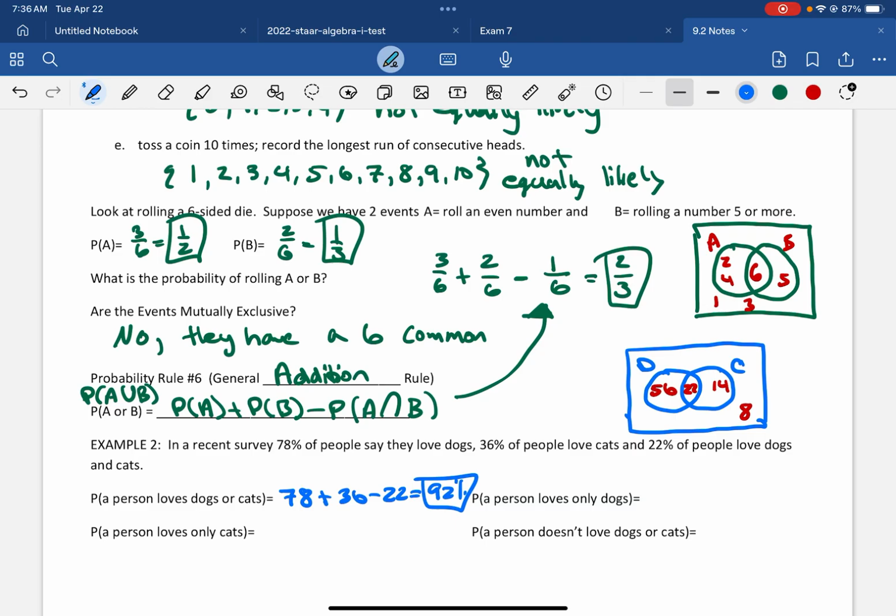Okay, look at the next one. Probability a person loves only dogs. Only dogs. Well, if you look at the Venn diagram, you can see it's 56%. Probability a person loves only cats. 14%. Only cats. Probability a person does not love dogs or cats, and that's our 8%, okay? I would venture to bet that those questions would be a lot more difficult without the Venn diagram. The Venn diagram just makes the questions easier to answer.